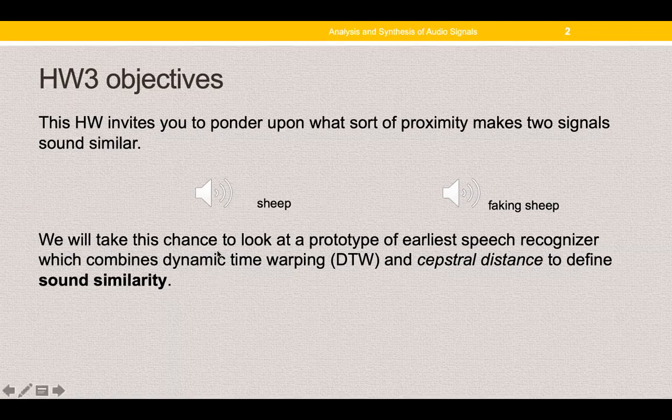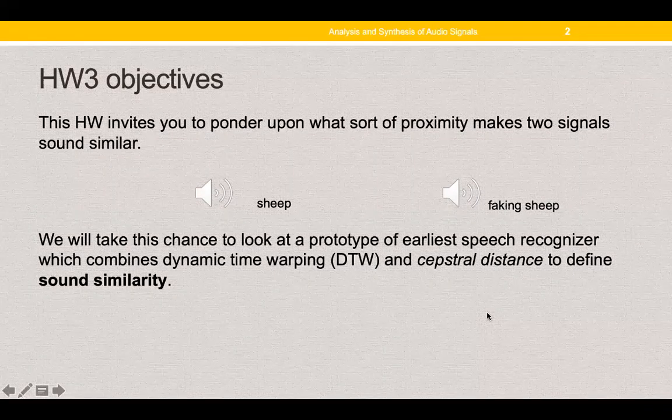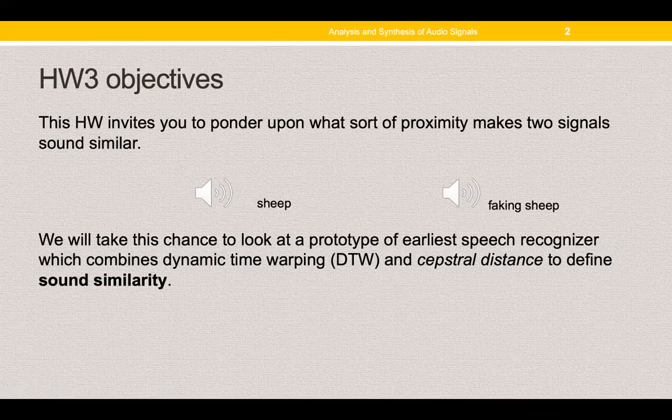So we'll take this chance to look at a prototype of the earliest speech recognizer, and I'm serious about this. For example, to recognize discrete digits 1, 2, 3, 4, 5, with 10 possibilities, you need to classify. Those early speech recognizers mostly used dynamic time warping for time domain alignment, and we'll show that in a moment.